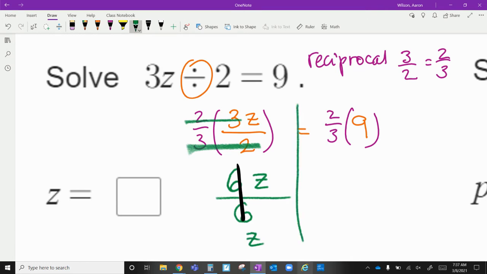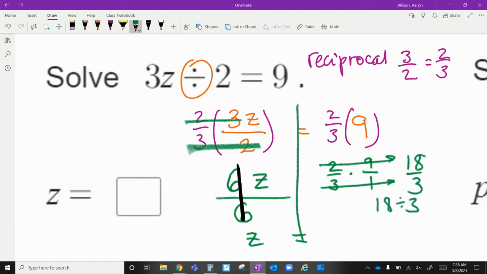So now what we do to the left side, we've got to do to the right side. So here we have 2/3 times 9. Well, 2/3 times 9 is actually written out as 2/3 times 9 over 1. Okay, 9 times 2, 18. 3 times 1 is 3. And now you're staring at 18 divided by 3. And I know 18 divided by 3 is 6. So I am saying the solution is z equals 6.